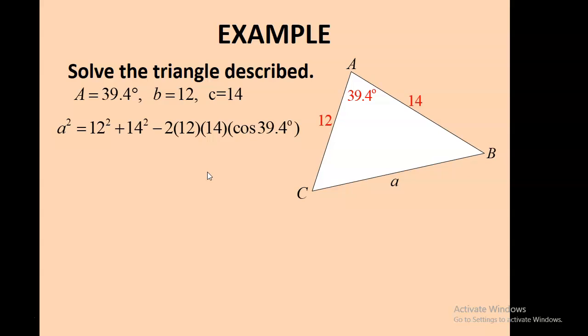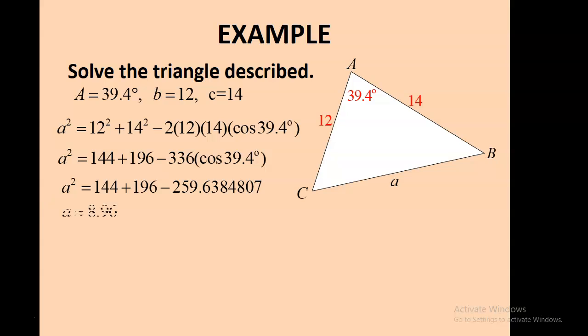Basically, we're just going to plug and chug, put the numbers in there and work all the numbers out. 12 squared is 144. 14 squared is 196. 2 times 14 times 12 is 336. And we multiply that times the cosine of 39.4. Now, you're just going to punch that in your calculator. And of course, to find A, we would have to take the square root of both sides. When we put all this in, we find that A has a value of 8.96.